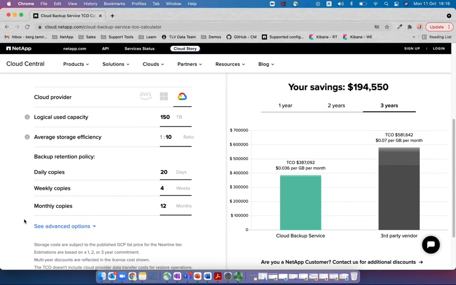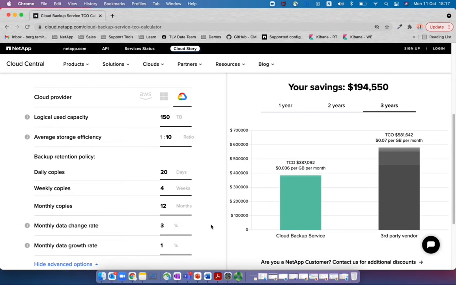And for advanced users, you can also set the monthly change rate and growth rate. So a 3% change rate and 1% growth rate is data we've taken by inspecting NetApp's install base worldwide. But again, if you know otherwise, you can change these as well. Let's do 2% change rate, just for the sake of example. Now, these will all be taken into consideration when calculating the total cost of ownership for both alternatives.